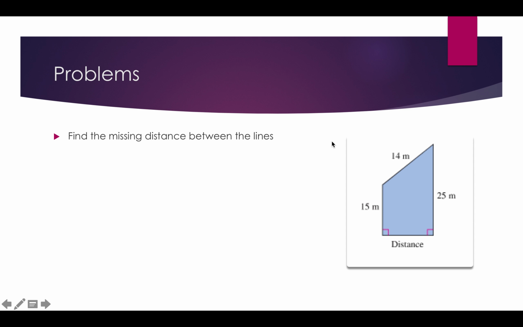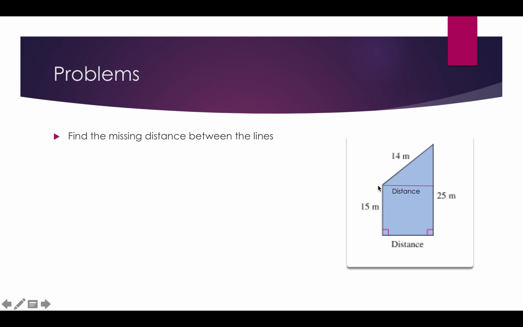Let's look at some problems. First, we have this shape over here. We're trying to find this missing distance. Now, the Pythagorean theorem is only good for right triangles. It's not good for this trapezoid here. So I'm going to have to make a triangle. What I need to remember is this distance down at the bottom is the same as the distance at the top of the square. So I'm going to call this distance d.